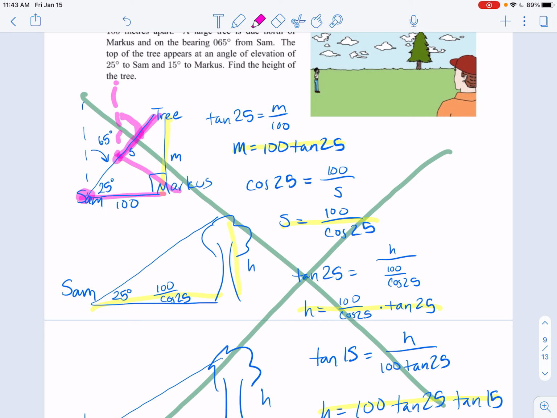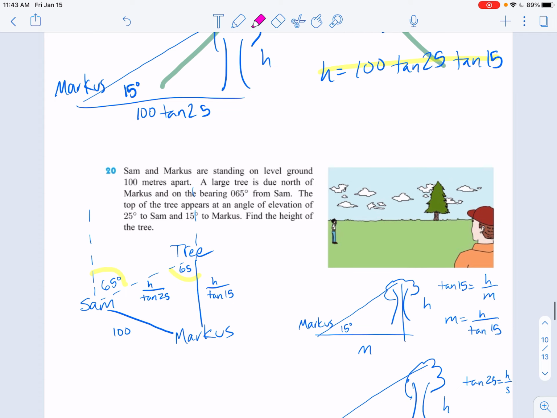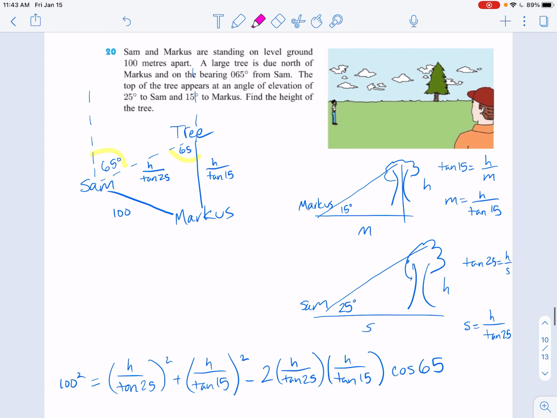Okay, so when I realized that, it sent me back to the drawing board, and I came back here and I redrew my picture, and I said, okay, so here's Sam, here's Marcus, here's the tree, and I drew in the north facing line so that I could come up with this bearing, so that this angle was 65 and the other one is also 65 because we have parallel lines. Because those lines are parallel, those are alternate interior angles, and there we go. All I had at that point was the 100 meters between them and the 65 degrees, which was also right here. That's all I knew.